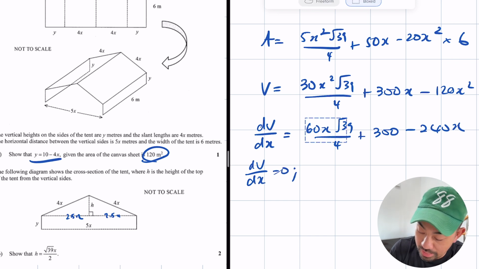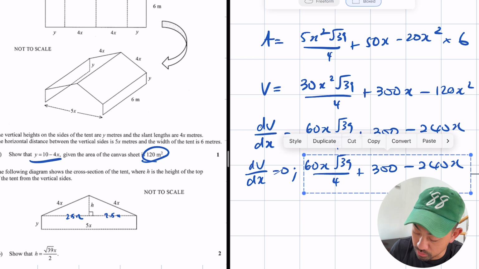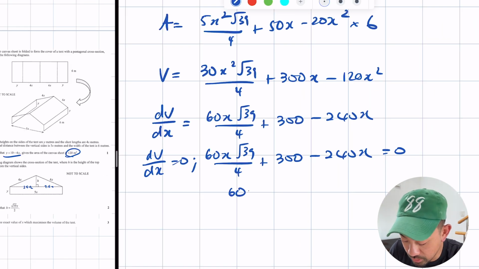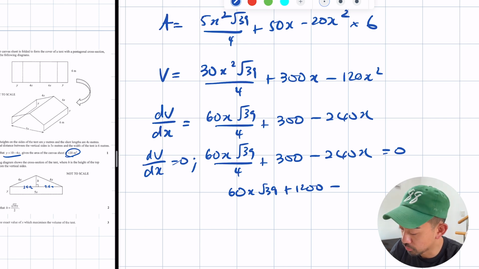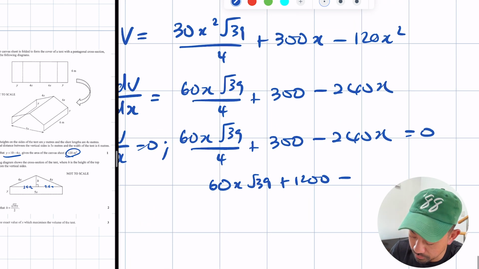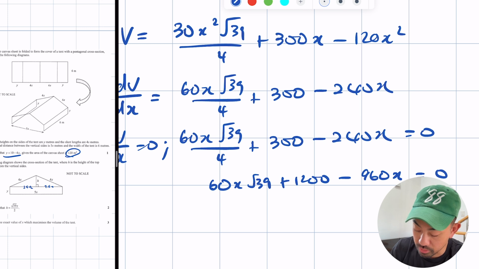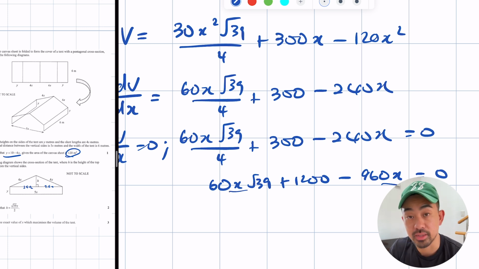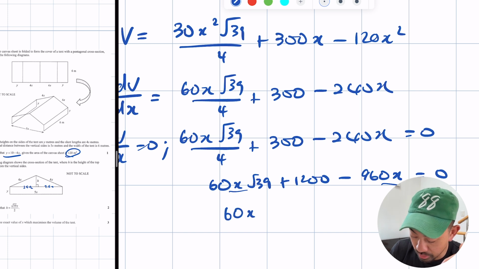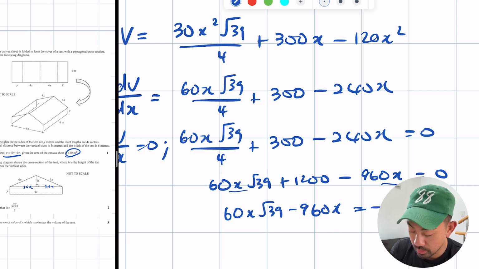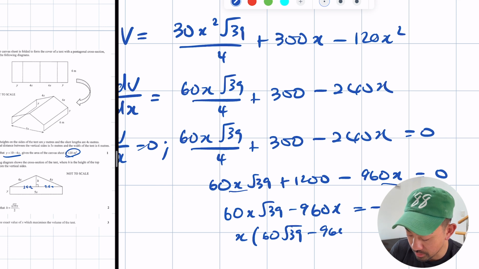Okay, now I need to solve this when that equals 0. So I'm basically just going to have that equal to 0. Let's see what we can do here. I'm just going to times through by 4. So 60x root 39 plus 1200 minus 240 times 4 is 960x is equal to 0. Now, since I have x here and x here, I'm going to keep that on this side and move the 1200 to the other side. So 60x root 39 minus 960x is equal to minus 1200. Factorize the x out, so x times (60 root 39 minus 960) is equal to minus 1200.